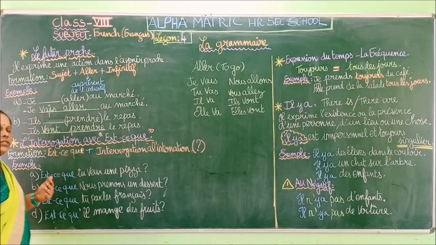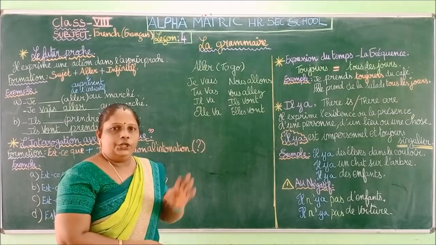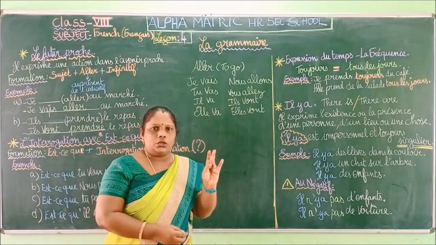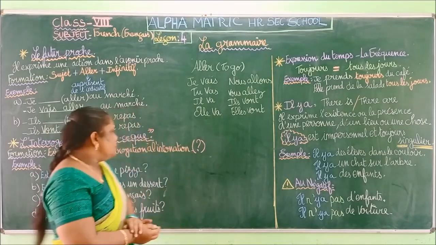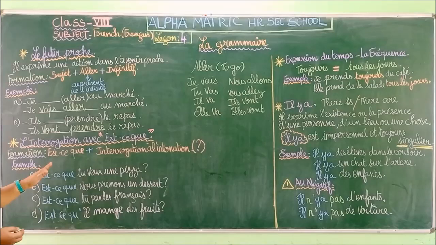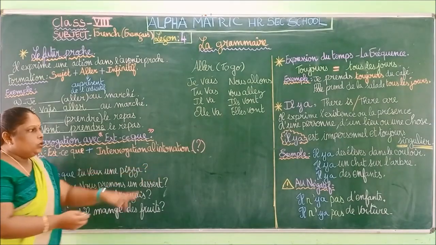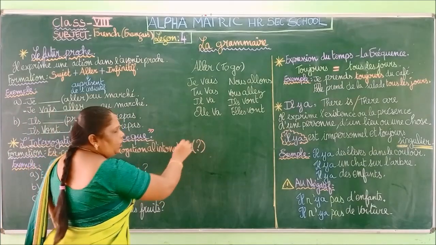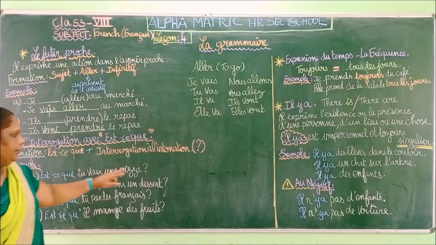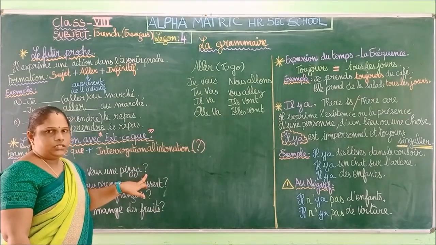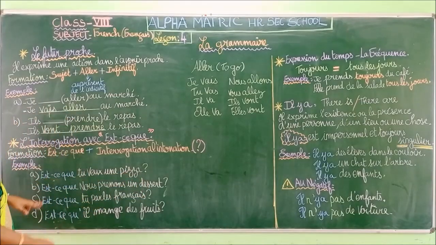Okay, so last year we saw the 3 forms of interrogation. What are they? Intonation, using est-ce que and in question form. Did you remember that? Yes. So we are going to see the formation est-ce que plus interrogation à l'intonation. So intonation means we have a question mark. So each sentence that we are using est-ce que will end with a question mark because it is an interrogation sentence.